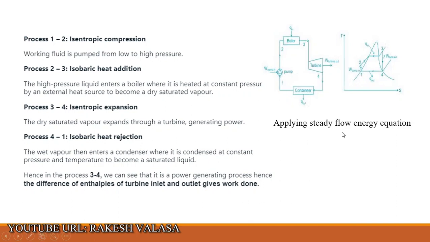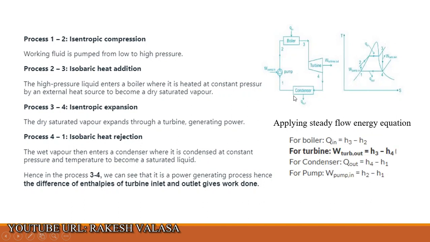Now applying steady flow energy equation for boiler, that means isobaric heat addition, Q in equals H3 minus H2. For turbine, work output is H3 minus H4. For condenser, that means isobaric heat rejection, Q out equals H4 minus H1. For pump, the work input is H2 minus H1.